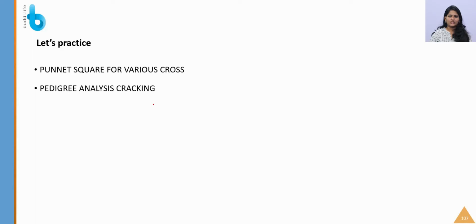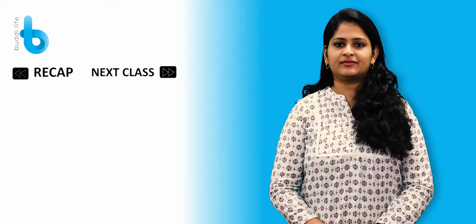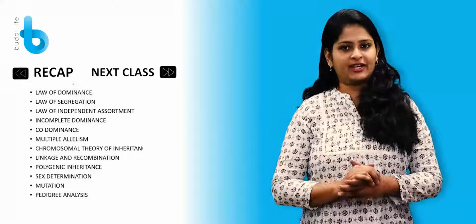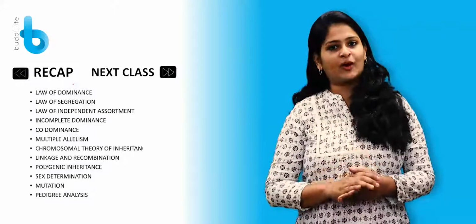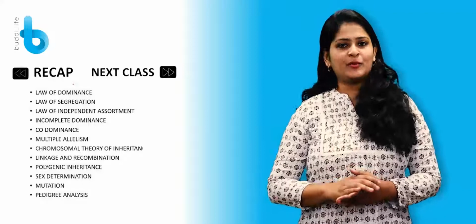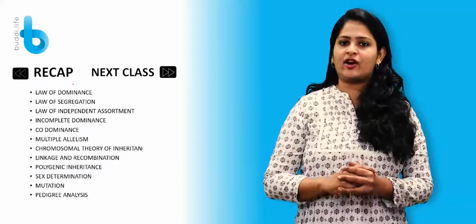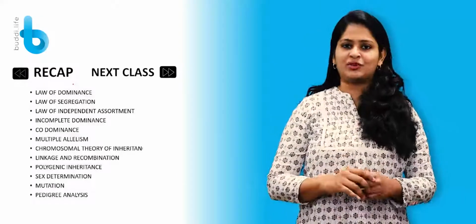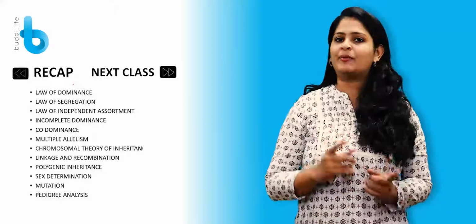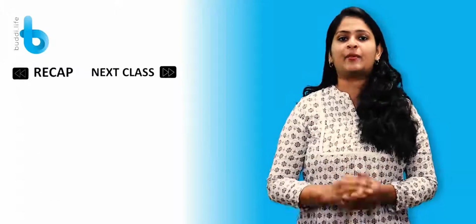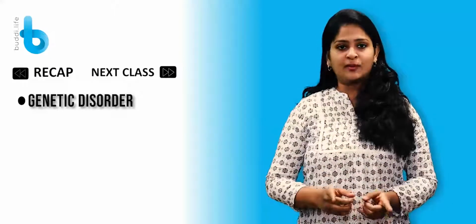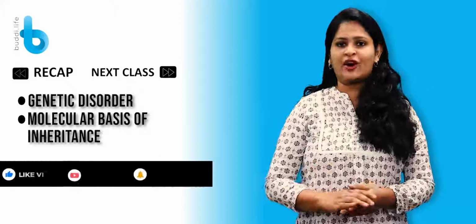And with this we are closing this class, and in the next class we will have a continuation of this lesson. Today we have discussed the law of dominance, law of segregation, law of independent assortment, incomplete dominance, codominance, multiple allelism, chromosomal theory of inheritance, linkage and recombination. We have also discussed polygenic inheritance, sex determination, mutation and pedigree analysis. In the next class we will discuss genetic disorders, which is the only concept left in this chapter, and we will also begin a new chapter, molecular basis of inheritance.